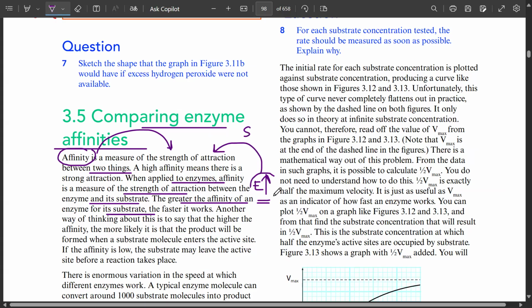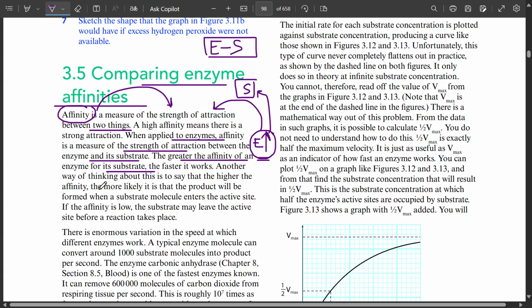The more the enzyme has affinity for its substrate, which means the greater the attraction between enzyme and substrate, and greater would be the chance of enzyme substrate complexes being formed, which means they would work faster. Another way of thinking about this is to say that the higher the affinity, the more likely it is that the product will be formed when a substrate molecule enters the active site. And if the affinity is low, the substrate may leave the active site before a reaction takes place.